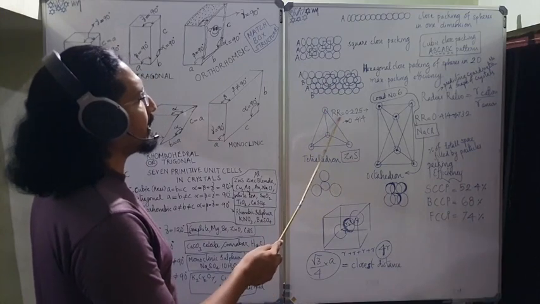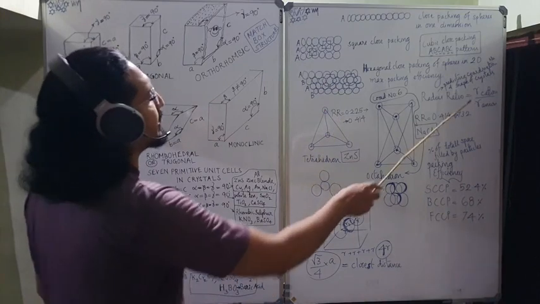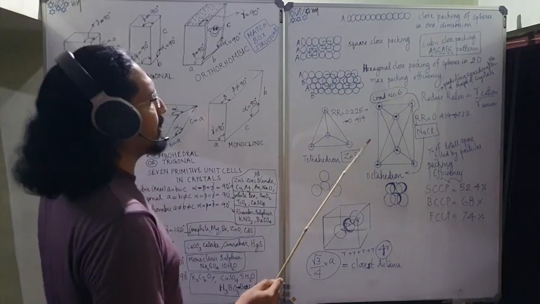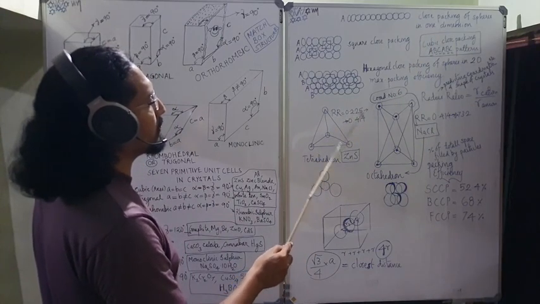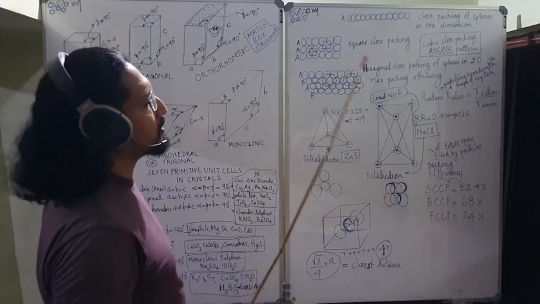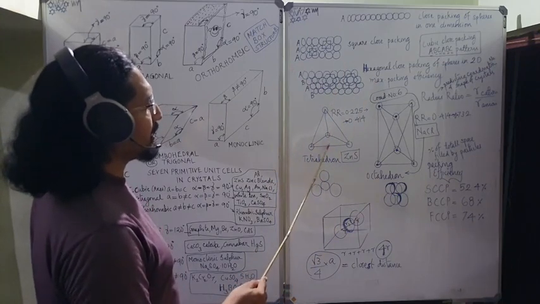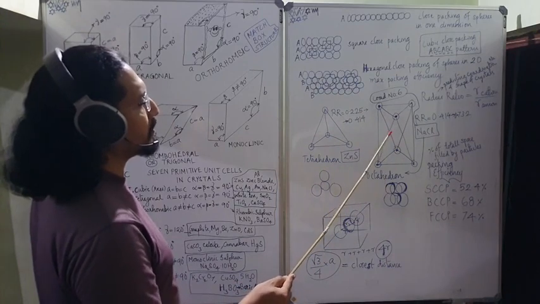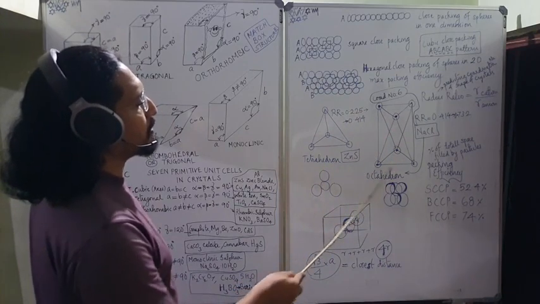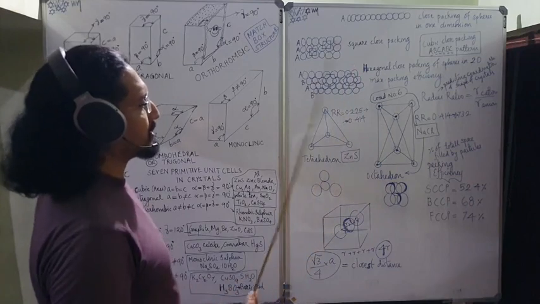It has a radius ratio. Radius ratio, what is that? The radius of the cation divided by the radius of the anion. The radius ratio is 0.225 to 0.414. What is this radius ratio used for? This is a tetrahedron and this is an octahedron. By the radius ratio, we can predict the coordination number and the shapes of the crystals.